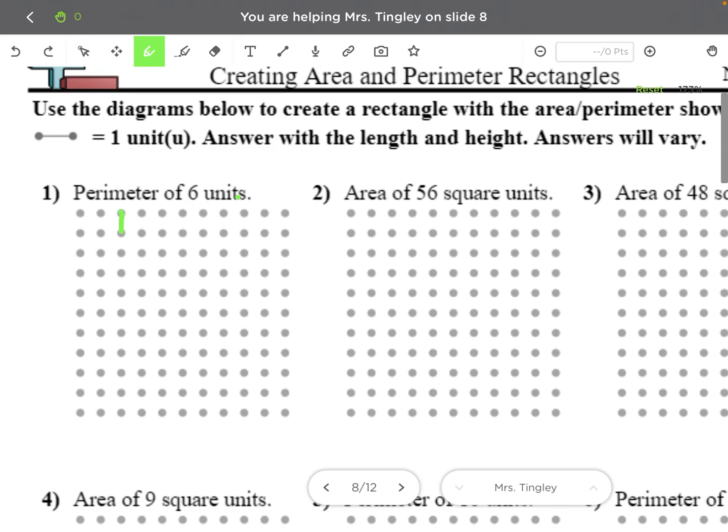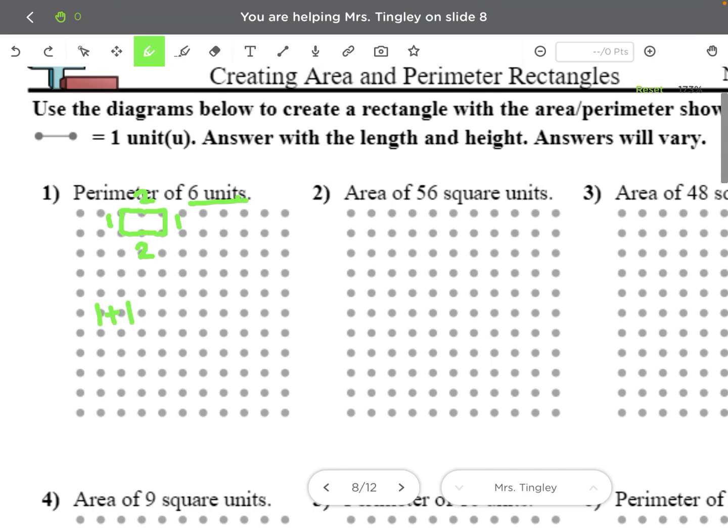And we'll make one line down. We'll make this shape 1, 2 across. So now we have 1 and 2 on this side. We need to have a total of 3 line segments around the shape. So we'll go 1 up and 2 across. To find perimeter, you add all the sides.